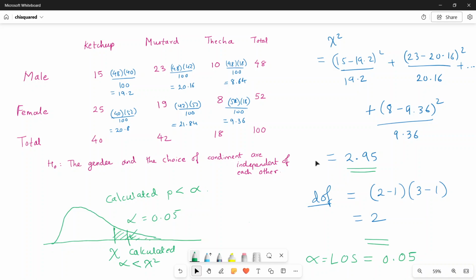Everyone. So the final part for our solved example, we calculated the chi-square value and we calculated the degrees of freedom in the previous video. Now in this video, we'll focus on the table lookup.